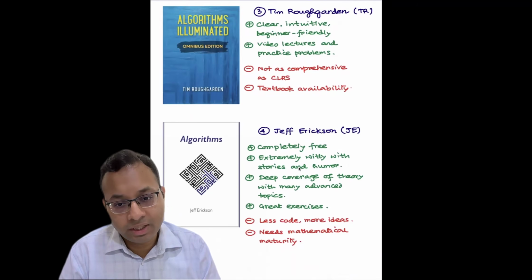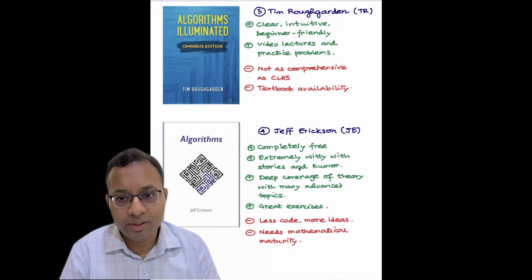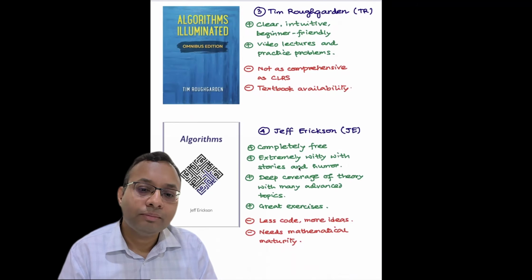Relative to CLRS, again, the coverage is slightly less, and the textbook may not be available that easily in India. You can buy it from Amazon, but it's a bit expensive compared to the previous 2 books.